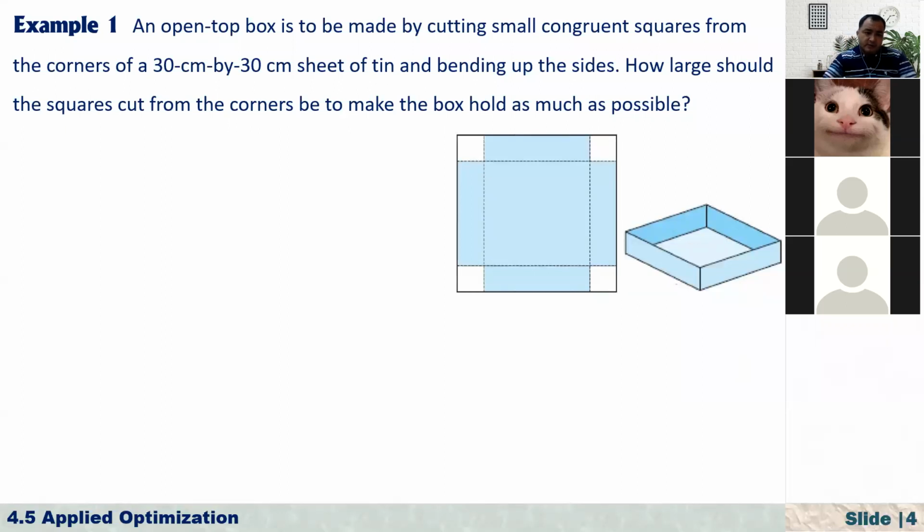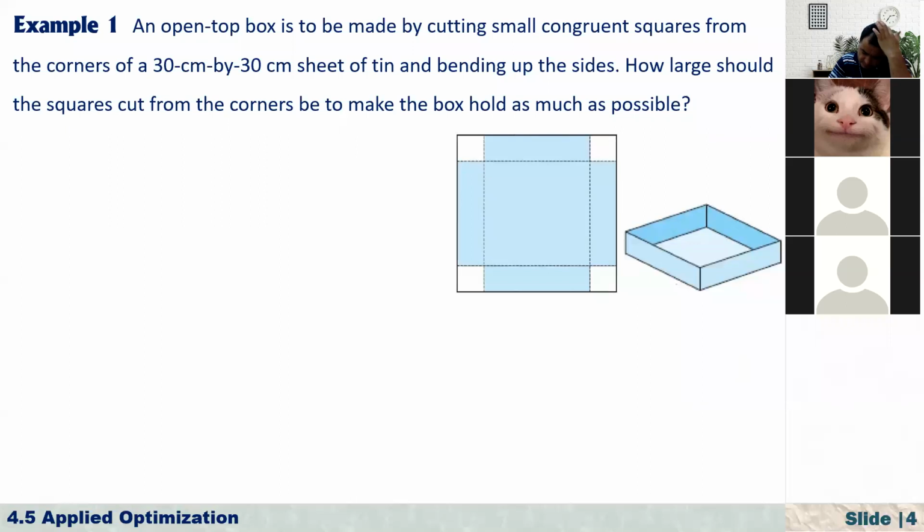Guys, let's start with this example. In this question, an open top box is to be made by cutting small congruent squares from the corners of a 30 centimeter by 30 centimeter sheet of tin and bending up the sides. How large should the squares cut from the corners be to make the box hold as much as possible?